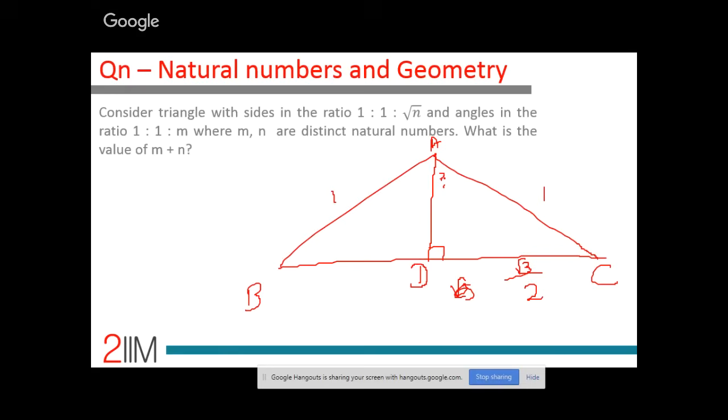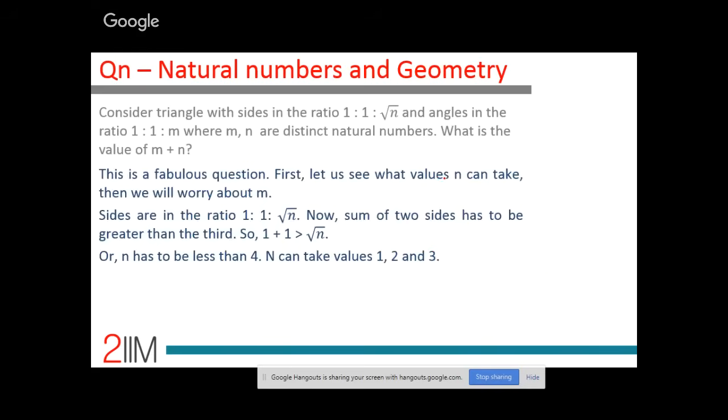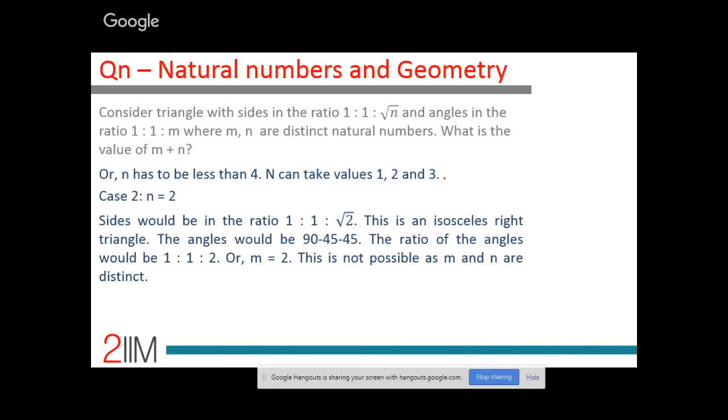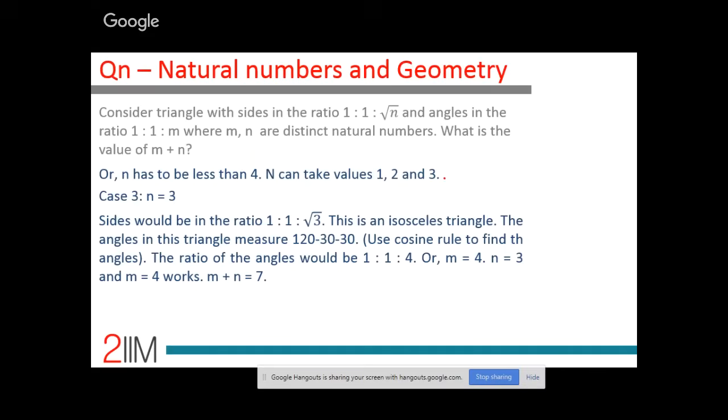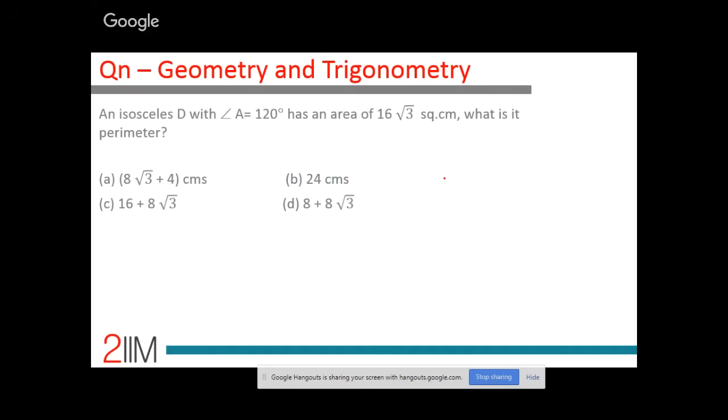So we need to draw this 1:1:√3 triangle and then say, look, I'm going to try to find the angles in this triangle. As it turns out, the angles are 30, 30, 120, which is 1:1:4. Now you know that a 120, 30, 30 triangle has sides in the ratio 1:1:√3. Try this one. Again, a doable question. The same triangle that we have seen right now.